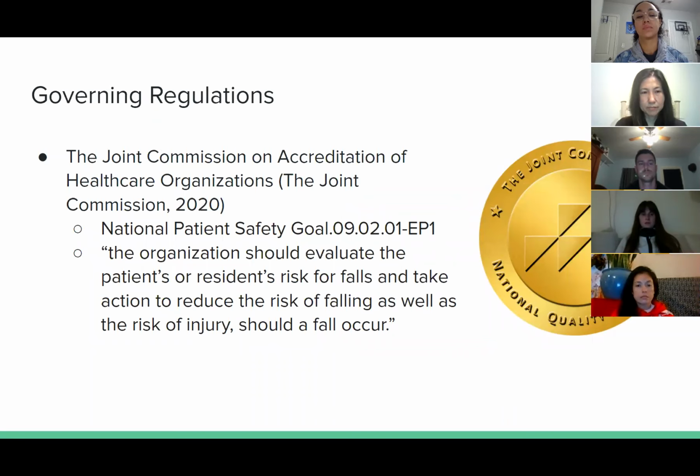Governing regulations. The Joint Commission has created a national patient safety goal aimed at fall prevention. The Joint Commission states that the organization should evaluate the patient's or residents' risk for falls and take action to reduce the risk of falling as well as the risk of injury should a fall occur. Next slide.